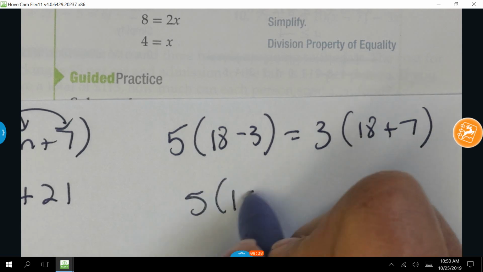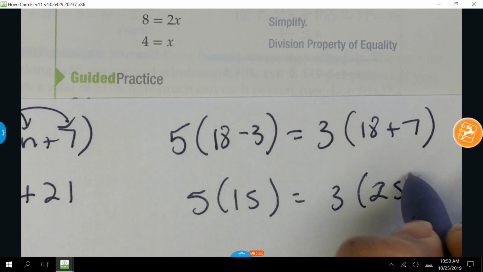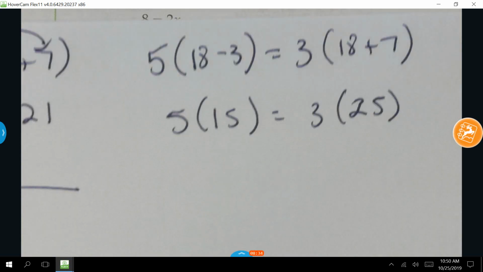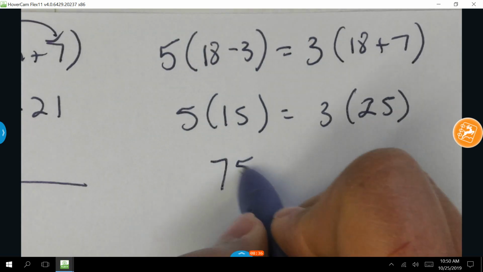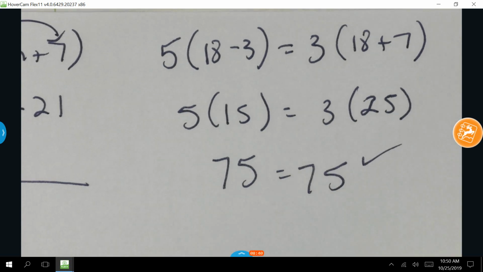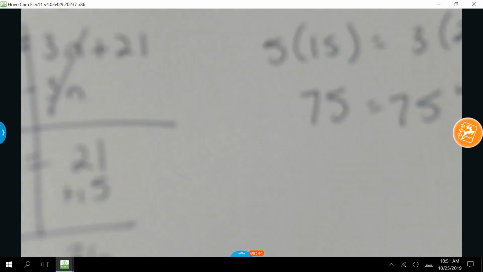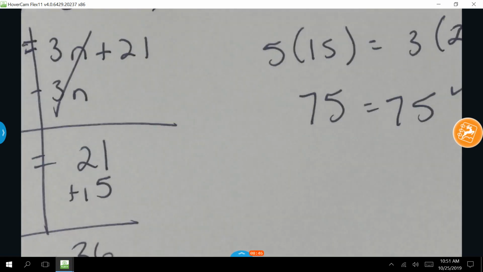So 5 times 15, is that the same as 3 times 25? What is 5 times 15? And what is 3 times 25? 25. So did that work? Yes. All right. Now most of your answers work and they look like this today.